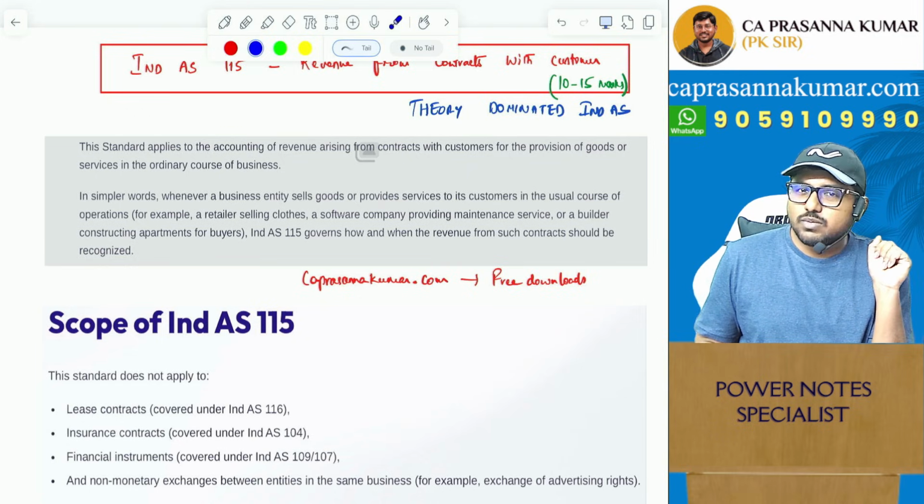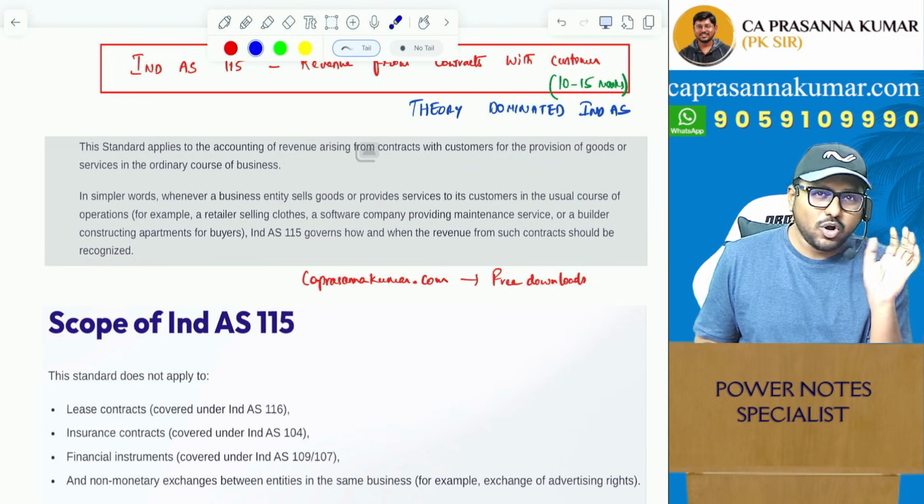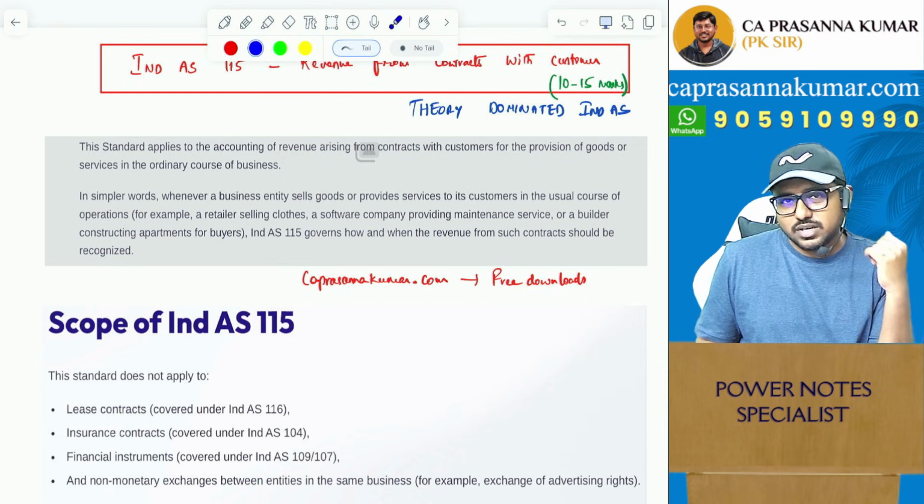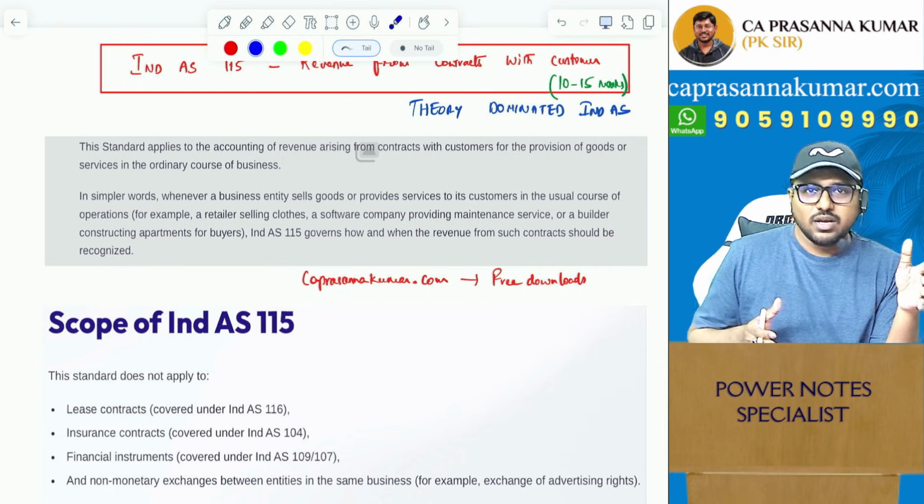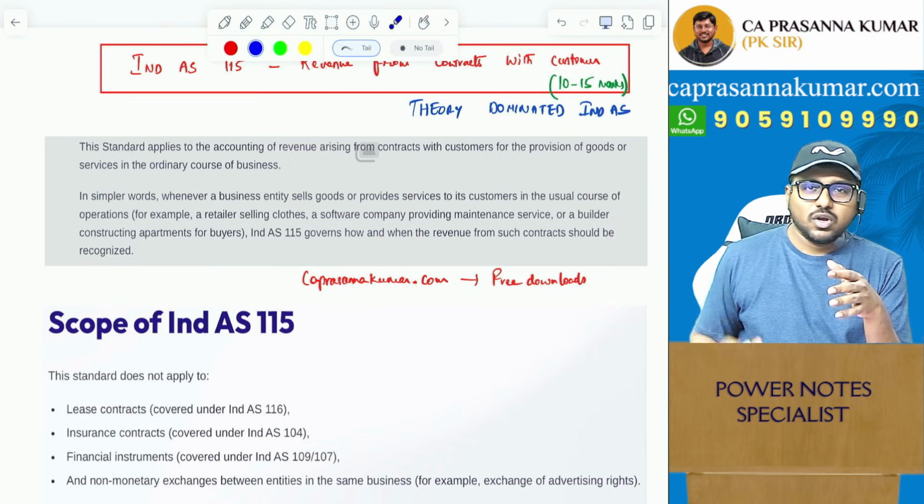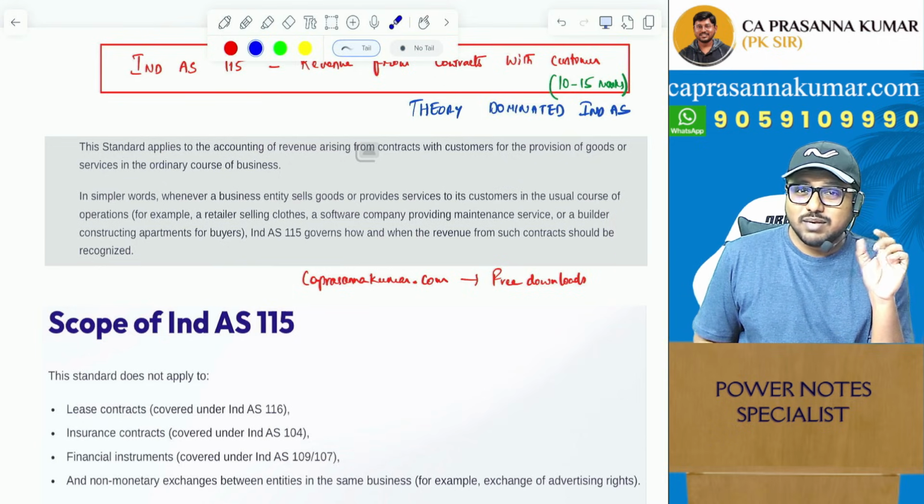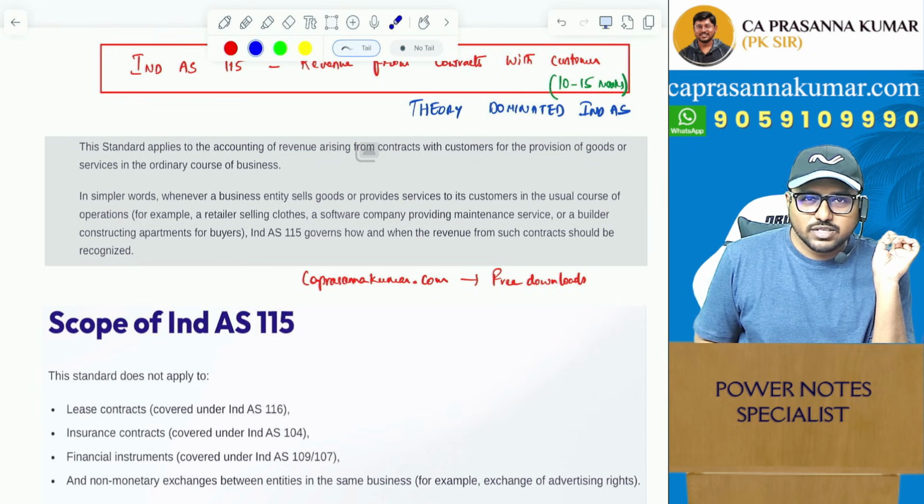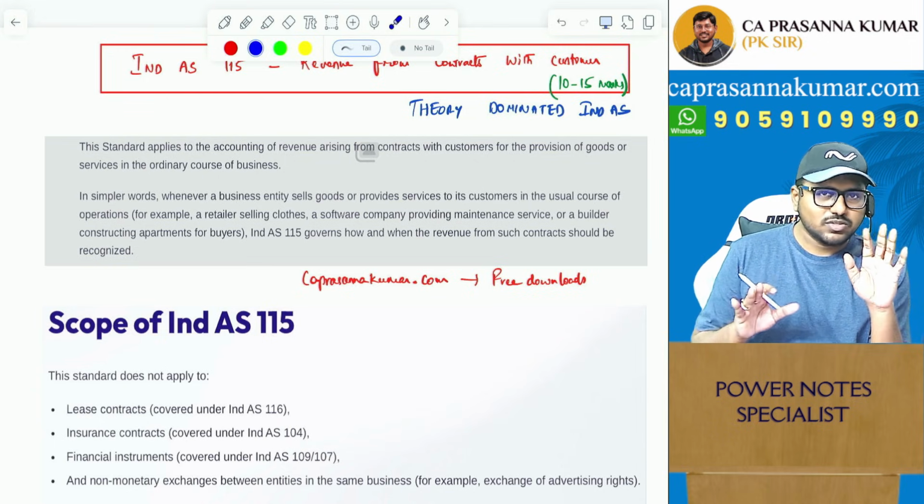So two questions will be answered by Ind AS 115 predominantly. One, when to recognize the revenue. Should you recognize today or after 6 months or after 1 year or on an average over the year or at a point of time? At the same time, how much you should recognize, that also Ind AS 115 will say. To put it very simply, this is what the standard is all about.